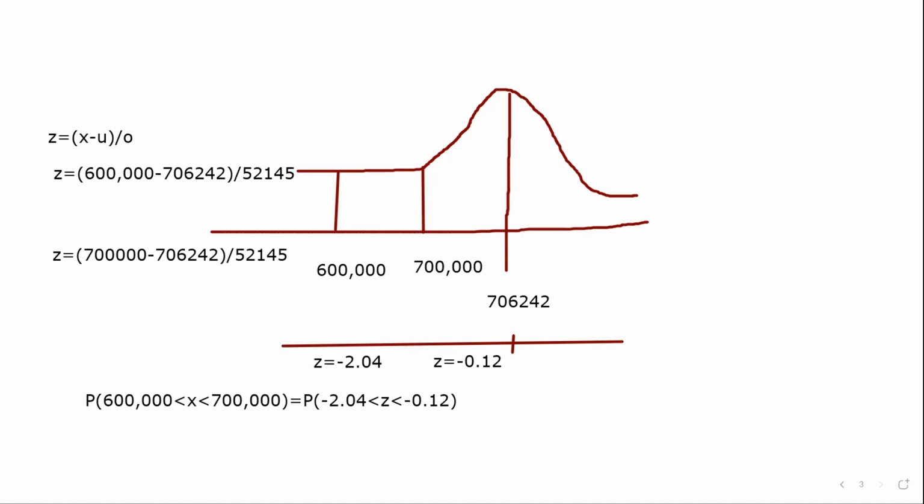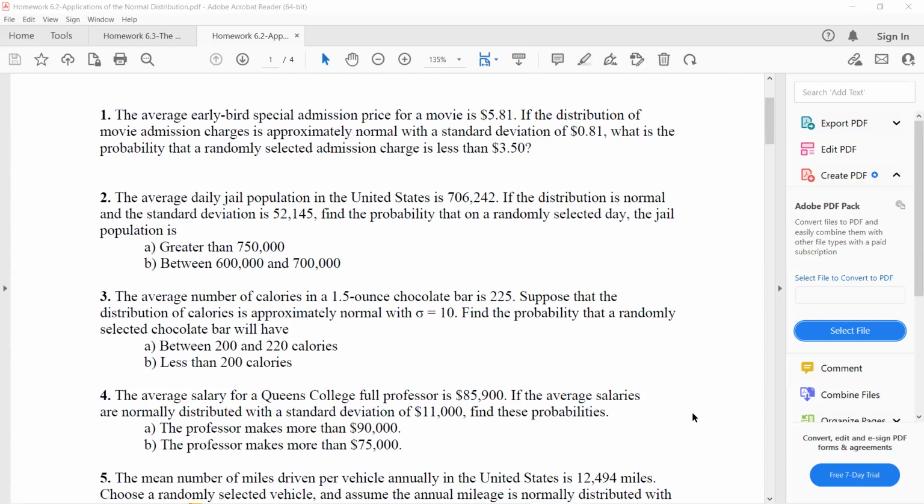So are we good with the first 2? Yes. All right. Let's see if you can set up number 3A. The average number of calories in a 1.5 ounce chocolate bar is 225. Suppose that the distribution of calories is approximately normal with sigma equal to 10. Find the probability that a randomly selected chocolate bar will have between 200 and 220 calories.